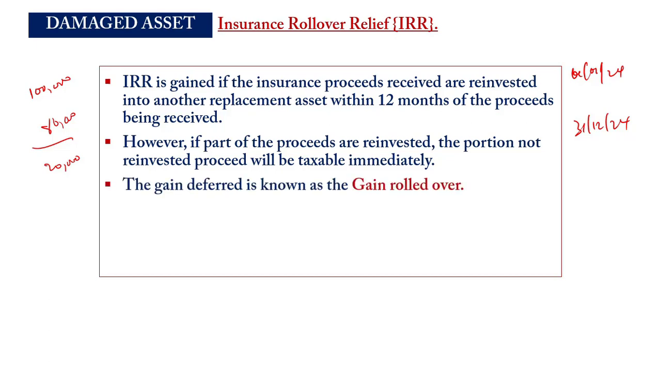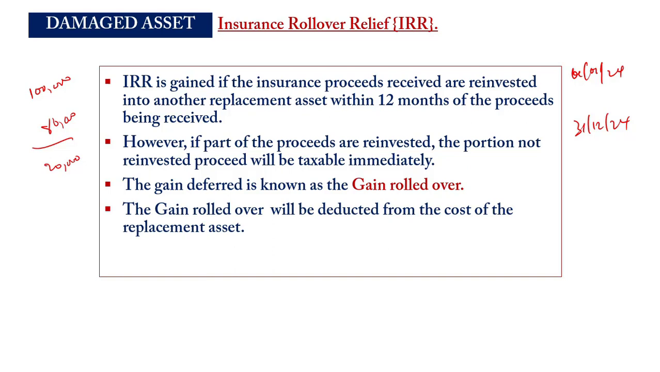Okay. Now this gain is known as the gain rollover relief. This gain rollover relief will be deducted from the cost of the replacement asset. So for the replacement asset, the actual cost that was paid, you will deduct the deferred gain from it, meaning that the cost will reduce.